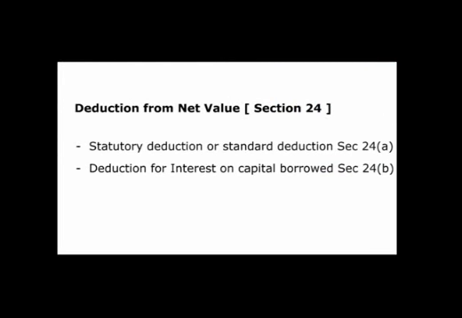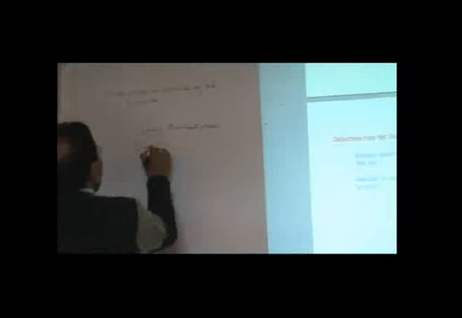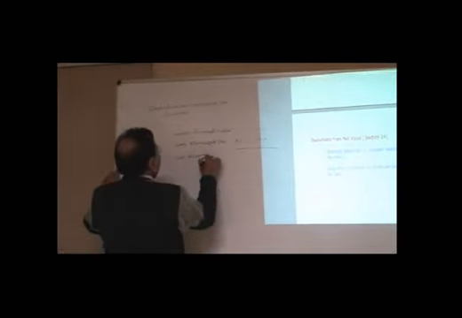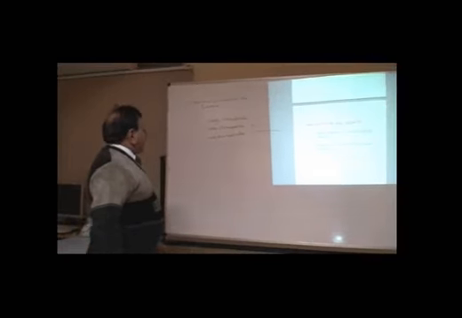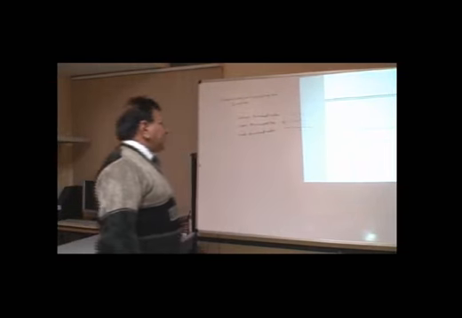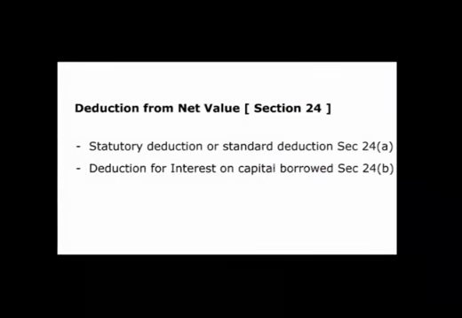So the next deduction while computing the total income is what we will just discuss. The next one is the deduction from net annual value, because first of all, gross annual value less municipal taxes would be your net annual value. So for deduction from net annual value, there are two types of deductions. Number 1 is a statutory deduction under section 24A. And second is the deduction for interest under section 24B.